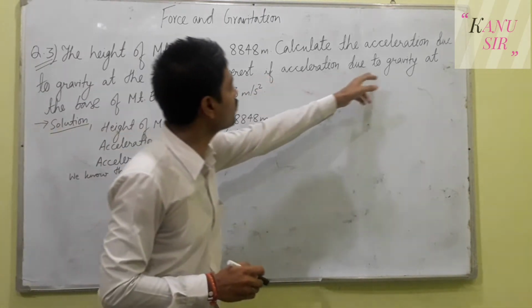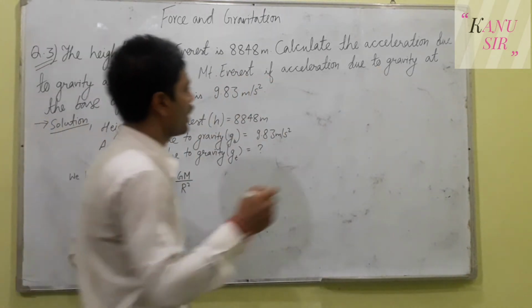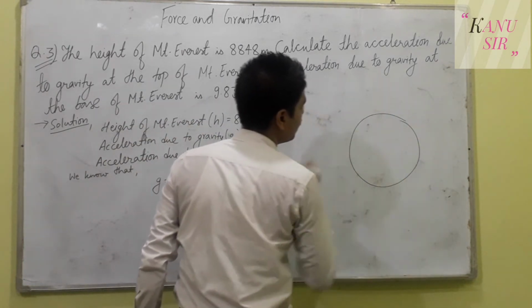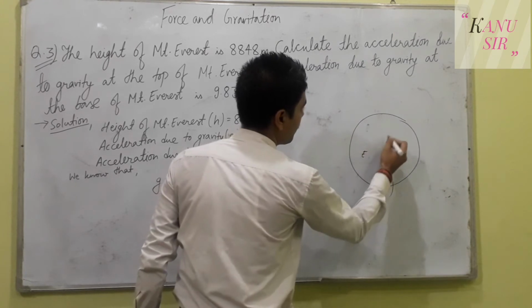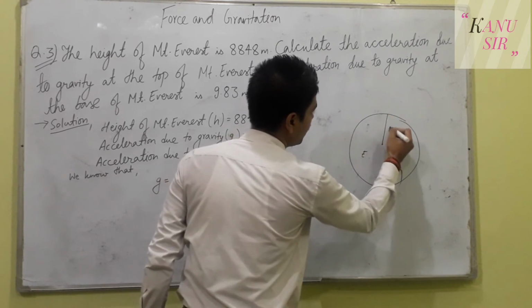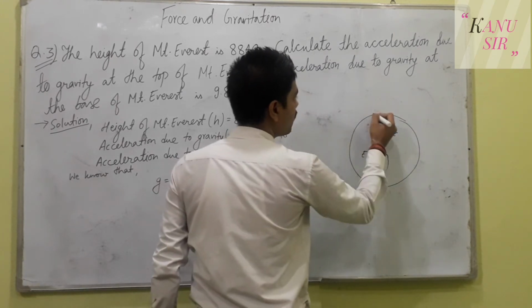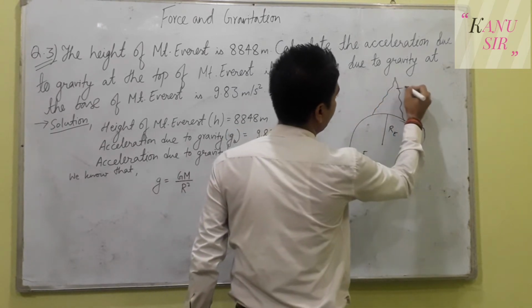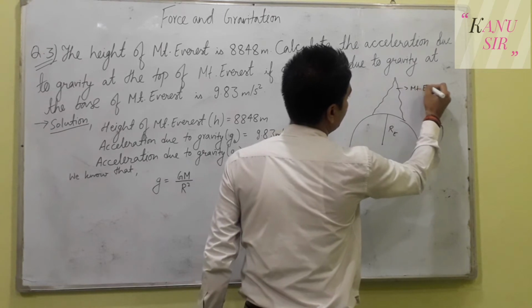So the acceleration due to gravity at the base, let us figure out: this is the earth and this is the radius of the earth, and for example this is Mount Everest, roughly.